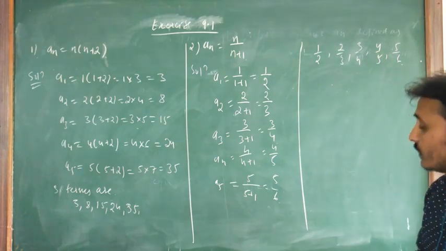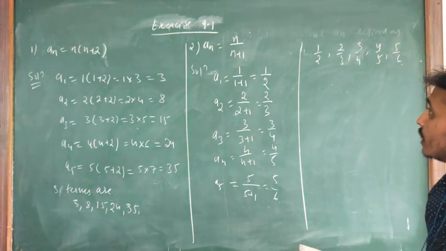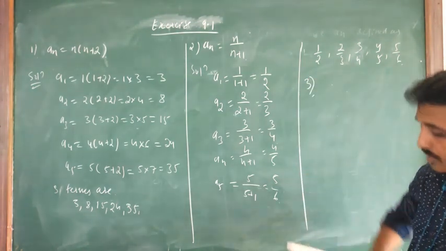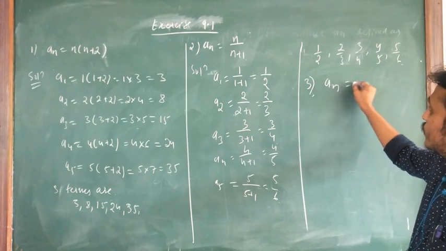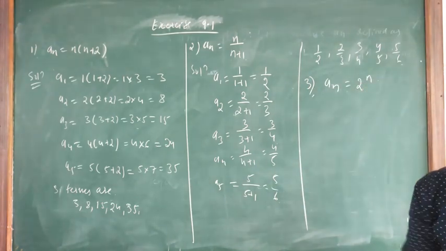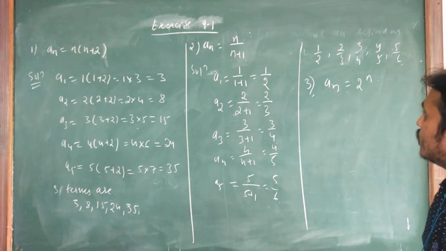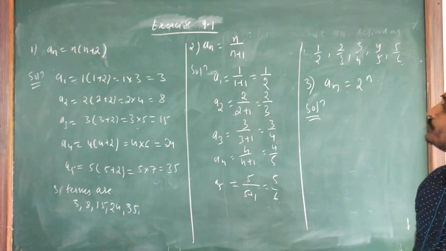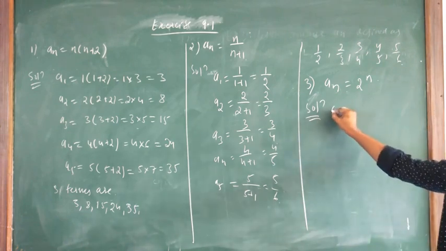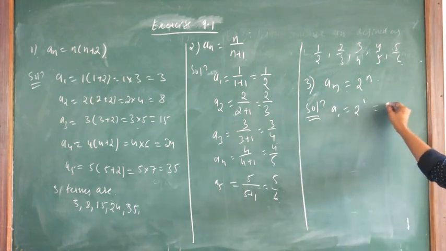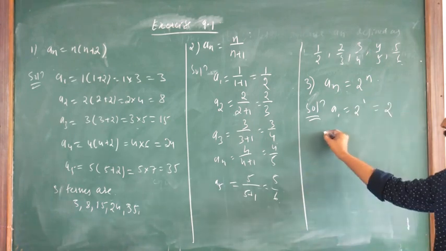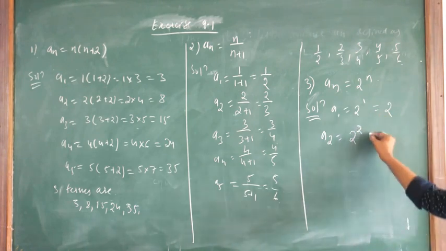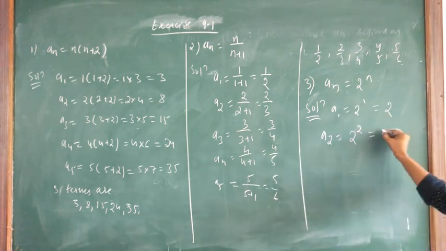Next one, the third question. I'll write it here. An equals 2 to the power of n. Solution: A1 equals 2 to the power of 1, which is 2. A2 equals 2 to the power of 2. Put n equals 2 here: 2 to the power of 2 is 4.